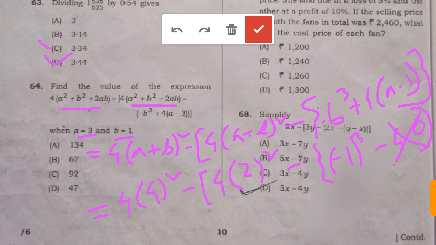Okay, now this will be 4 into 4, 16 into 4, 64 minus 2 square is equal to 4 into 4, 16 minus here minus 1 cube, that means minus 1 into minus, that means plus 1. Okay, this is equal to 64 minus 17, that means 47. So here option D is the correct answer.